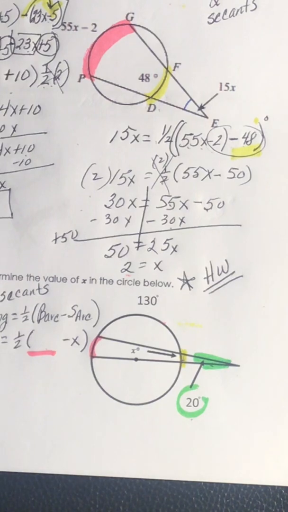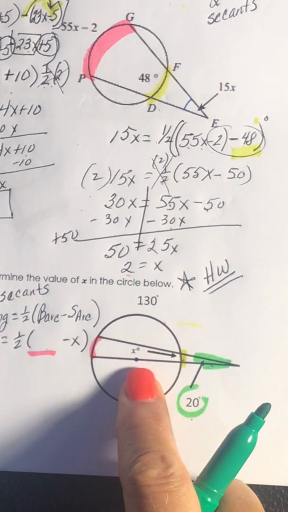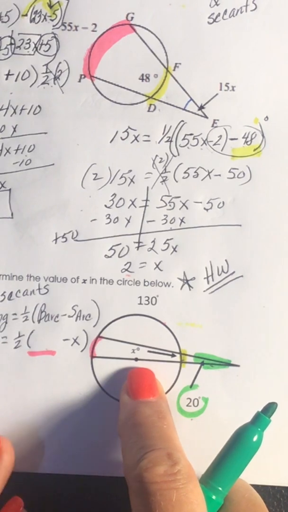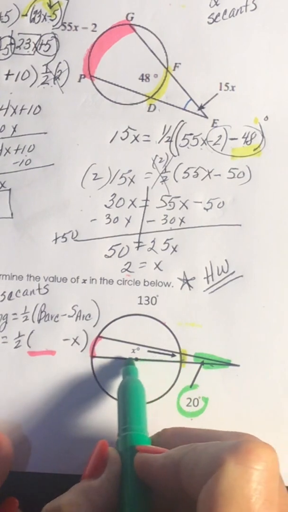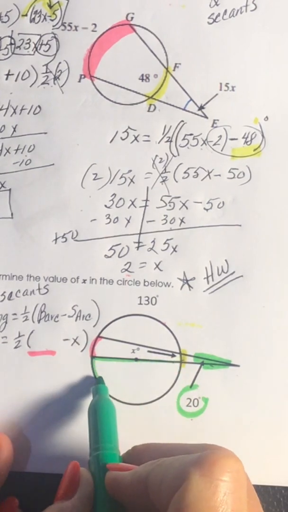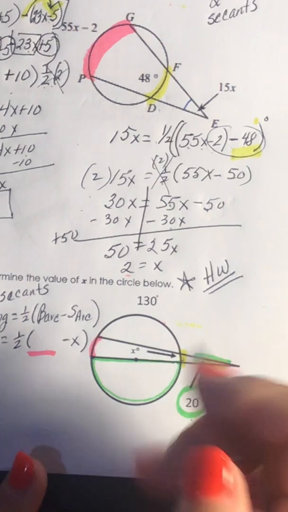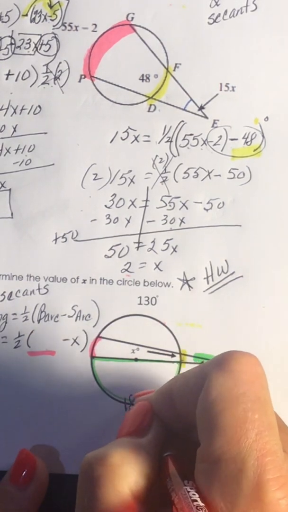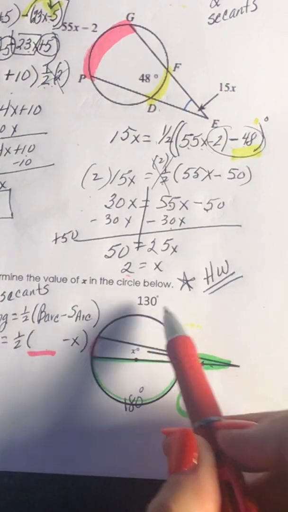And something that you're going to miss, but I really want you to try not to miss, is that we know that this is the diameter. How do we know it's the diameter? Because it's going through the center. And if this is the diameter, then we know it's going to cut off how many degrees? Yes, 180 degrees. So we got 180 degrees, we got 130 degrees. And we know this is x.